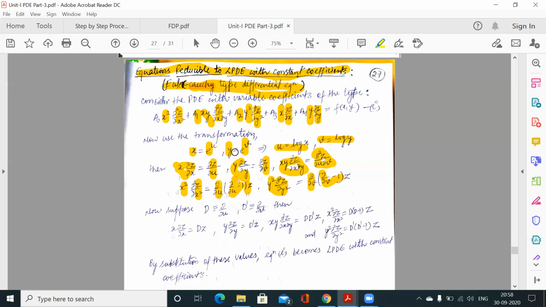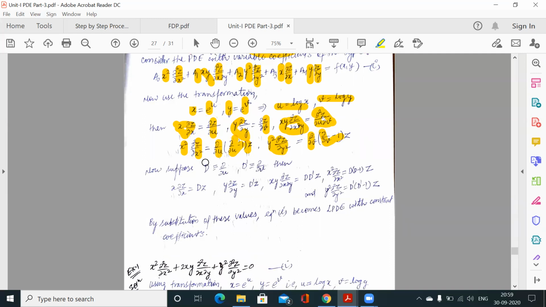Similarly, if you differentiate, what is del z over del y? Del z over del y is equal to del z over del v into del v over del y. And what is del v over del y? 1 over y. So y will be brought to the left hand side, so y del z over del y is equal to del z over del v. You can differentiate these terms and find the values like this: x del z over del x is equal to del z over del u, and y del z over del y is equal to del z over del v.